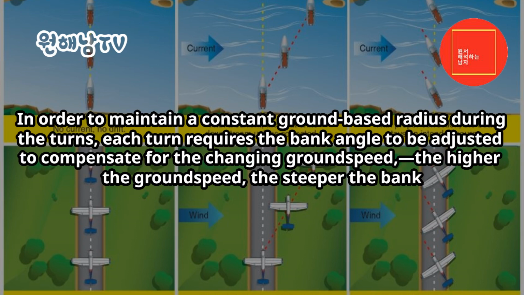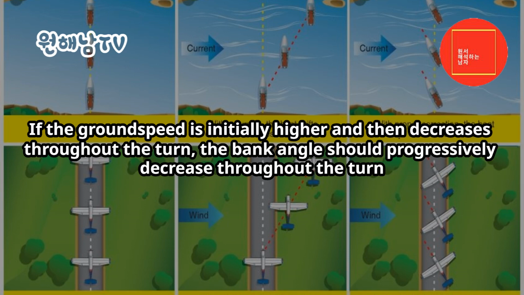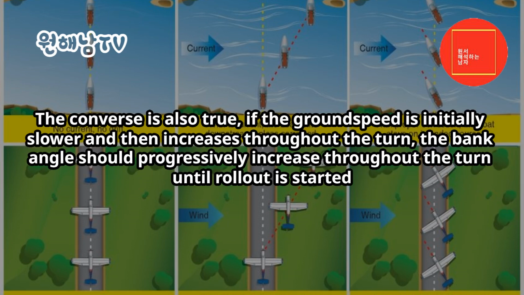In order to maintain a constant ground-based radius during the turns, each turn requires the bank angle to be adjusted to compensate for the changing ground speed. The higher the ground speed, the steeper the bank. If the ground speed is initially higher and then decreases throughout the turn, the bank angle should progressively decrease throughout the turn. The converse is also true. If the ground speed is initially slower and then increases throughout the turn, the bank angle should progressively increase throughout the turn until rollout is started.